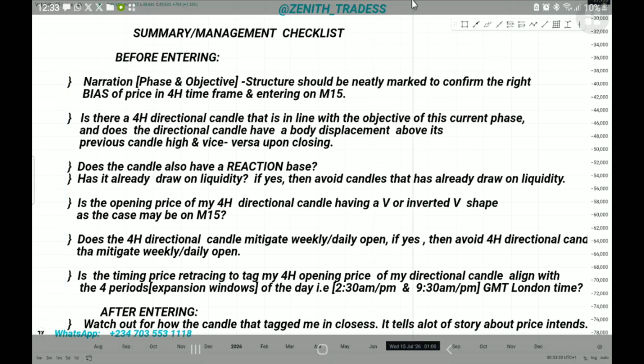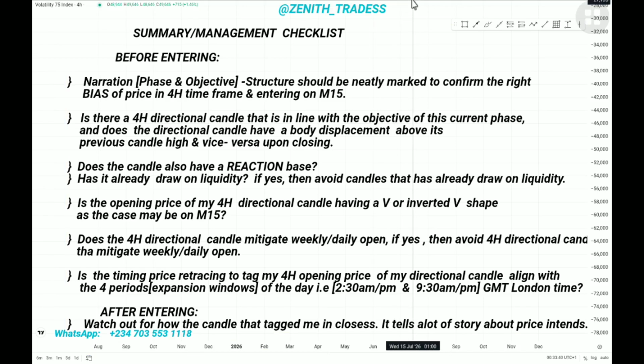In summary, you're going to write these things down in your journal before you enter. The first thing you have to do: narration. What phase is this price in? What is the current phase? After determining the phase, what is the objective of that phase? Find a directional candle that is in line with that objective. Help price achieve this objective. Do not go against it.